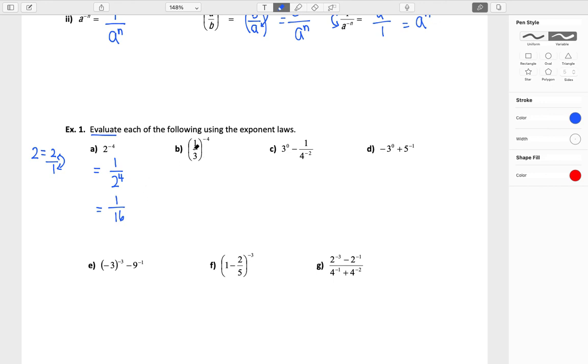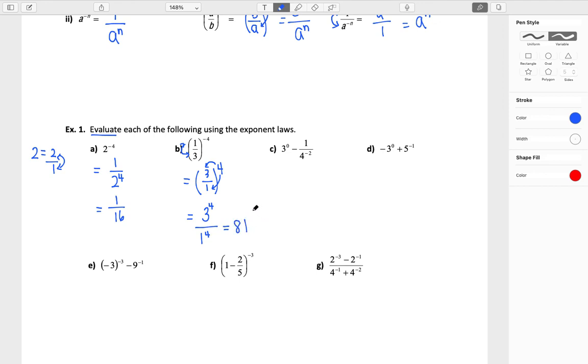Now what about letter B? I have a negative exponent again. I don't like it. With a fraction, I am going to flip it again. So it becomes 3 over 1, and the exponent now becomes positive 4. And this 4 applies to the 3 and to the 1. So 3 to the 4 over 1 to the 4. And then 3 to the 4 is 81, and 1 to the 4 is just 1, so it's just 81.